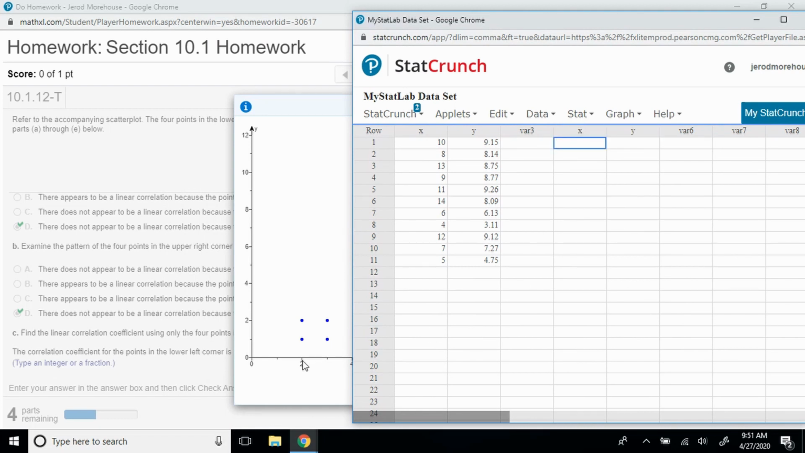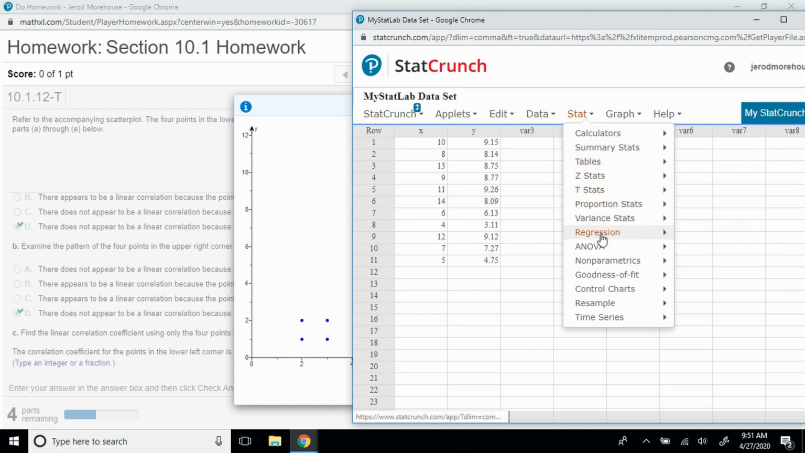The first point is at 2, 1. So I'll type in 2, tab over and put in a 1. The next person was at 2, 2. So I'm typing 2, 2. This lower right-hand dot is at 3, 1. And this upper right-hand is at 3, 2. Now I can go to Stat, Regression.